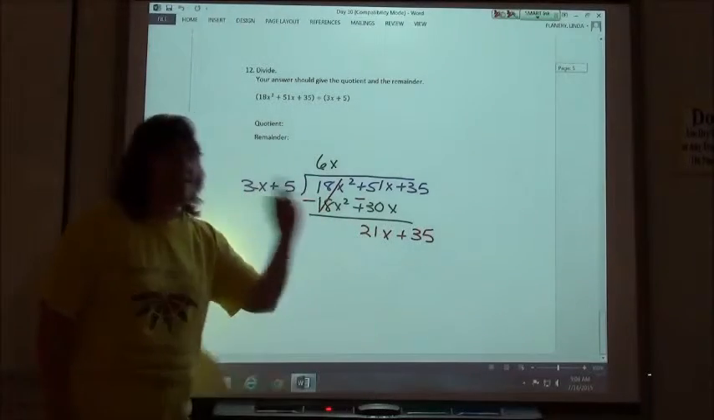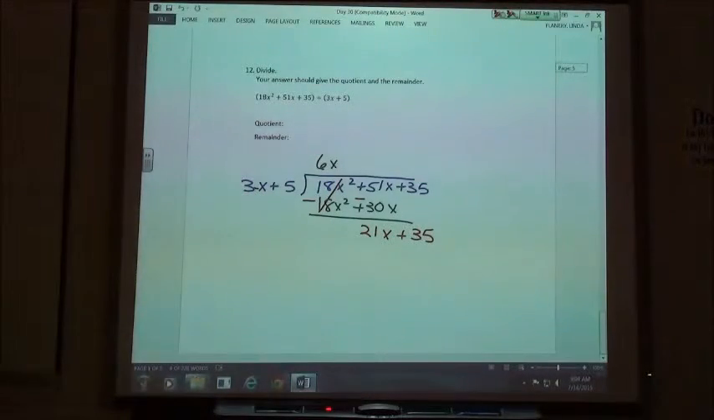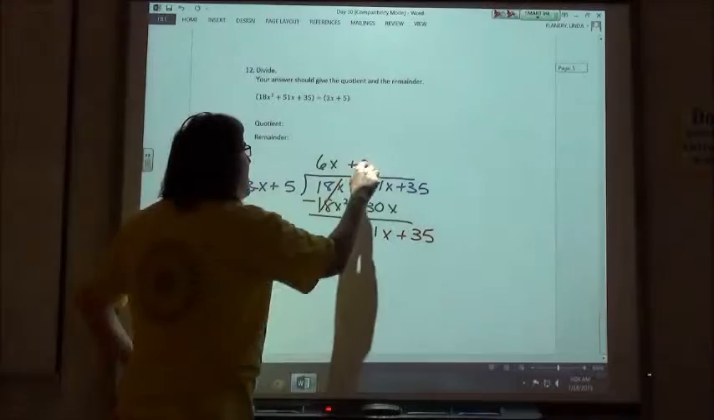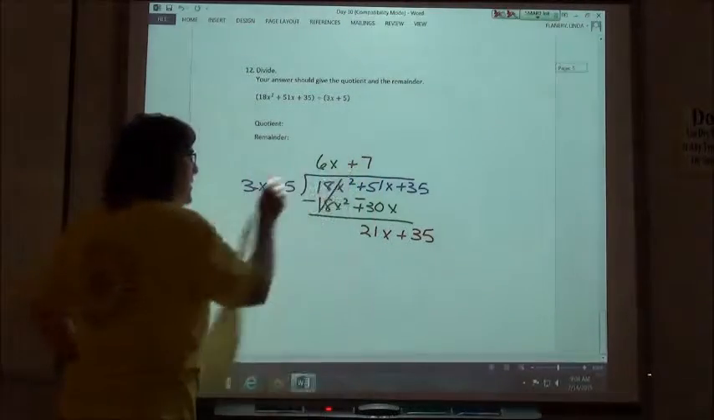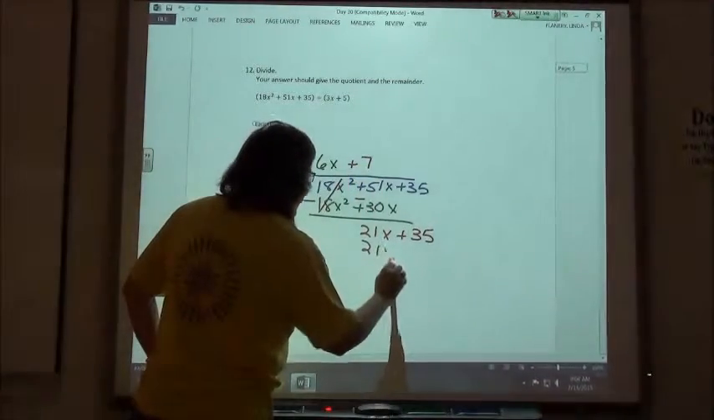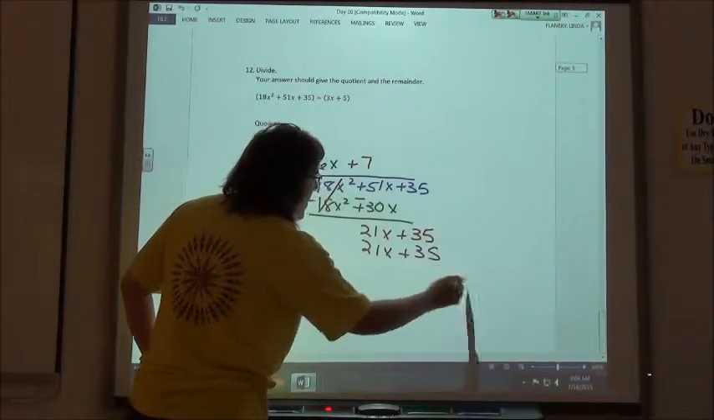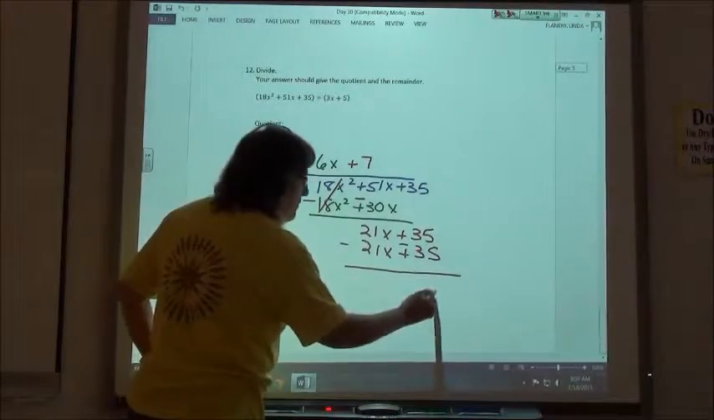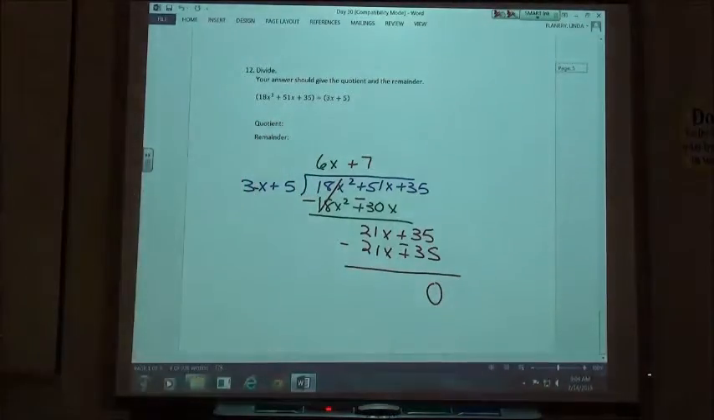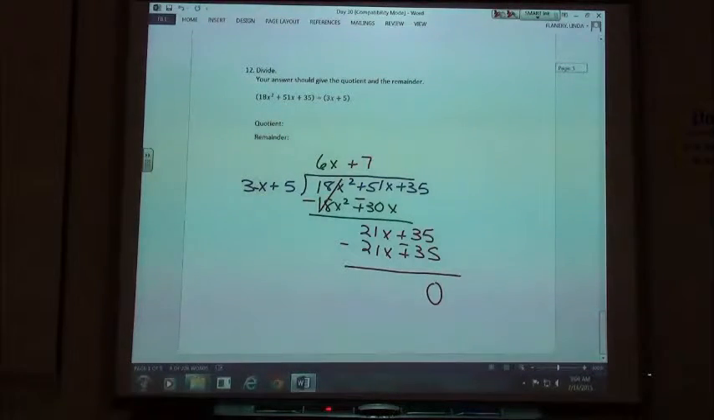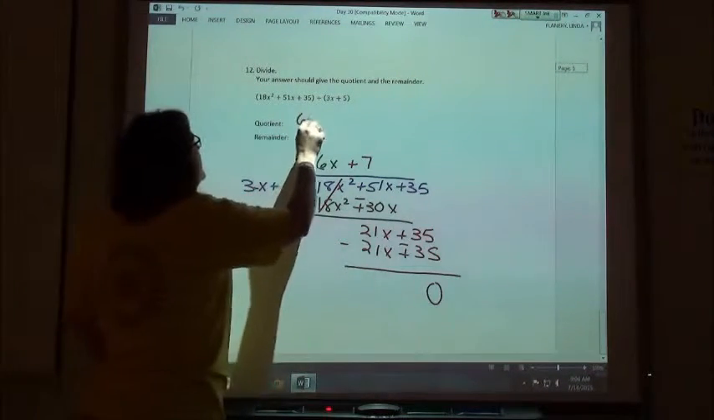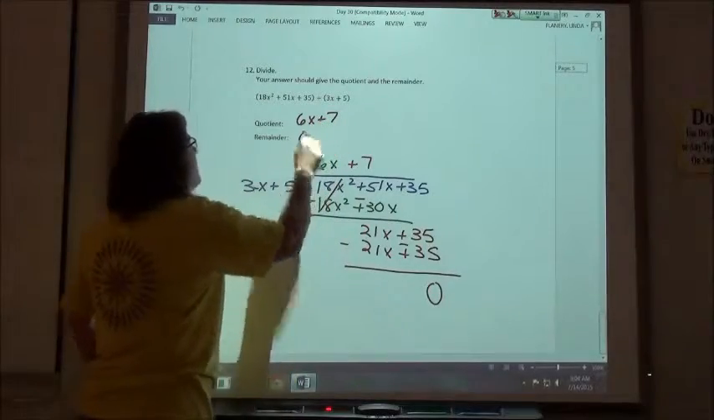What times 3x gives you 21x? 7. So plus 7 up on the top. If we multiply, we would get 21x plus 35. So our remainder can be nothing, right? 0. So quotient 6x plus 7 with the remainder of 0.